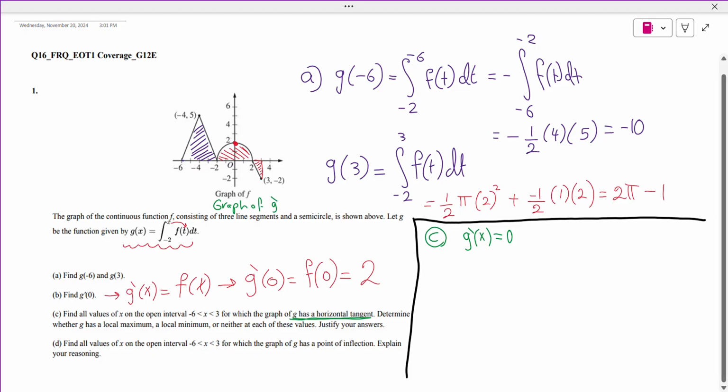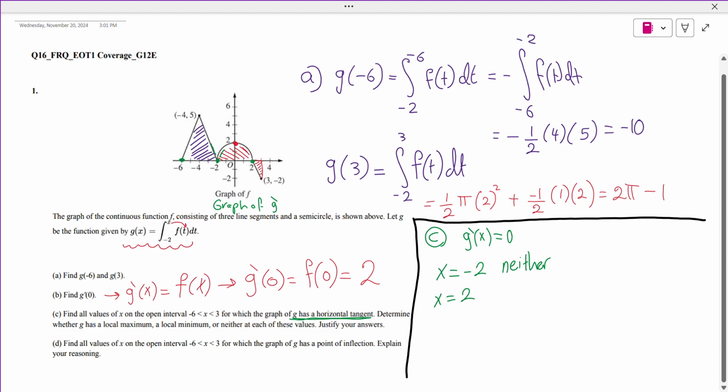And notice that this is the graph of f, and at the same time it is the graph of g prime. So g prime equals 0 at 3 points. The first one is -6, -2, and 2, but -6 is not included as the question says open interval. So there are two x values, at x equals -2 and at x equals 2. At x equals -2, g prime does not change sign. G prime before -2 was above the x-axis, and after -2 it's still above the x-axis. So at x equals -2 we say neither.